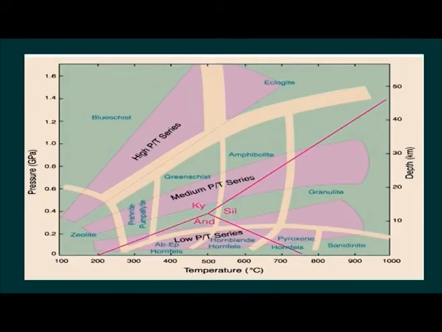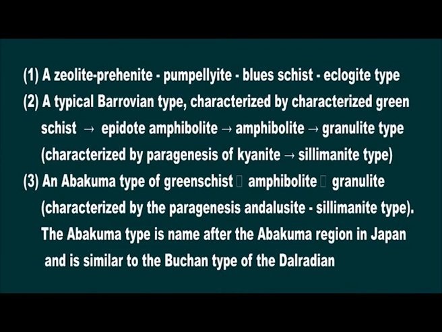On the basis of pressure and temperature, we can divide the metamorphic facies into three types, mainly A. Facies of low pressure, B. Facies of intermediate pressure, and C. Facies of high pressure. Miyashiro originally recognized three different facies series.